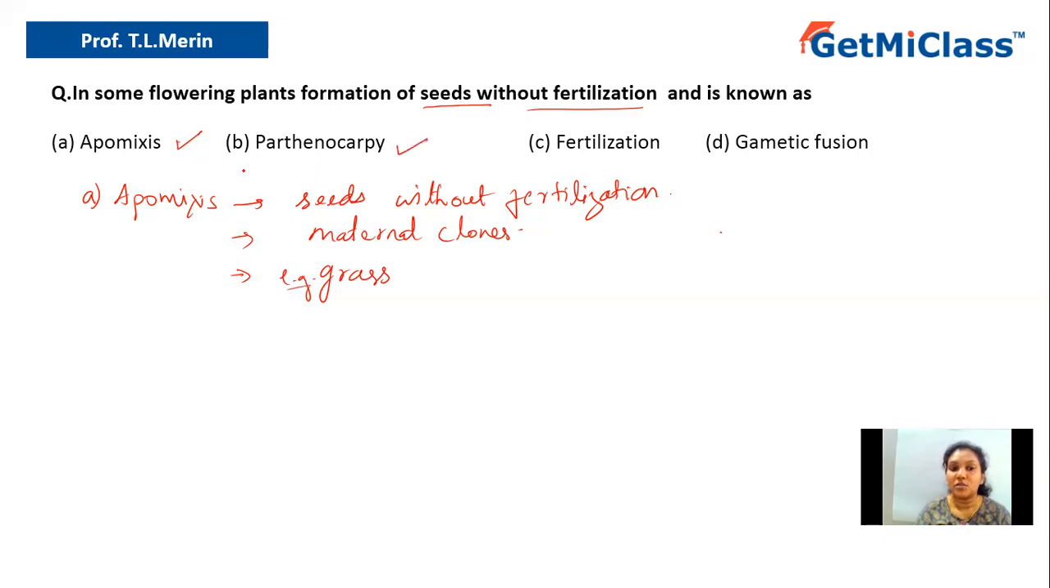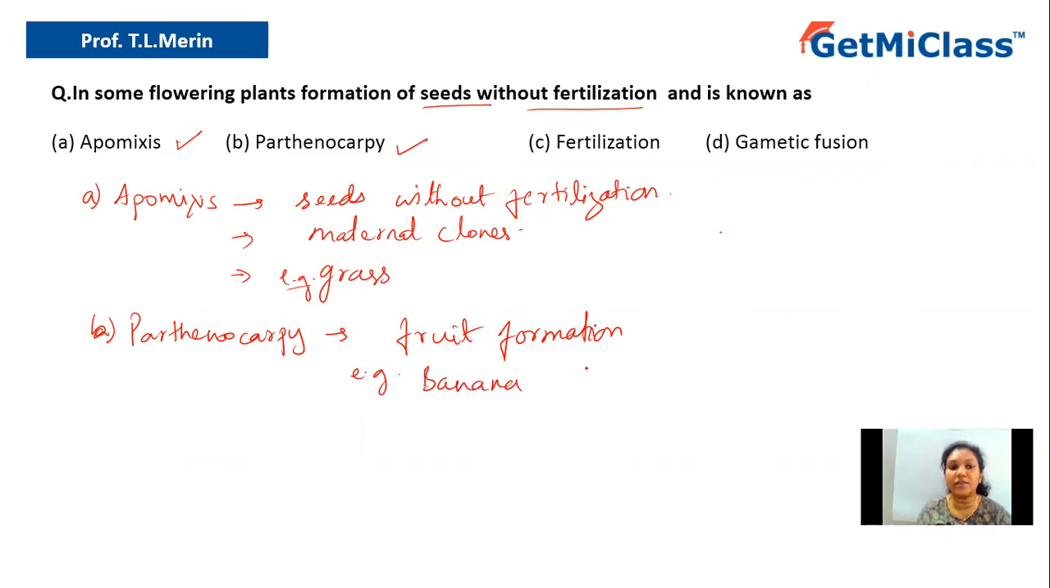Now what is parthenocarpy? Parthenocarpy is a process of fruit formation without fertilization. You can see this in the case of banana. In banana, usually we don't find seeds because there is no fertilization, so there is no formation of seeds. But the fruit is formed. That is why this is called parthenocarpy. So parthenocarpy is not the process of formation of seeds without fertilization. Instead, it is formation of the fruit. So option B is ruled out.